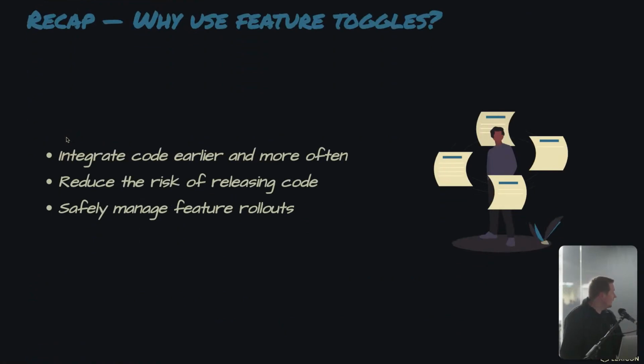All right, so I'm getting very close to the end, so I'm going to do a quick recap of what we've spoken about. Why do we use feature toggles? The main thing we want to do is integrate our code early and often as we can, and get our code out to production as fast as we can. We want to reduce that risk of releasing code. So we want to make releasing not scary. We want turning a feature on to be as simple as flipping a switch, and it's available. The code's been out already. And using these techniques, we can safely manage those feature rollouts of our code.